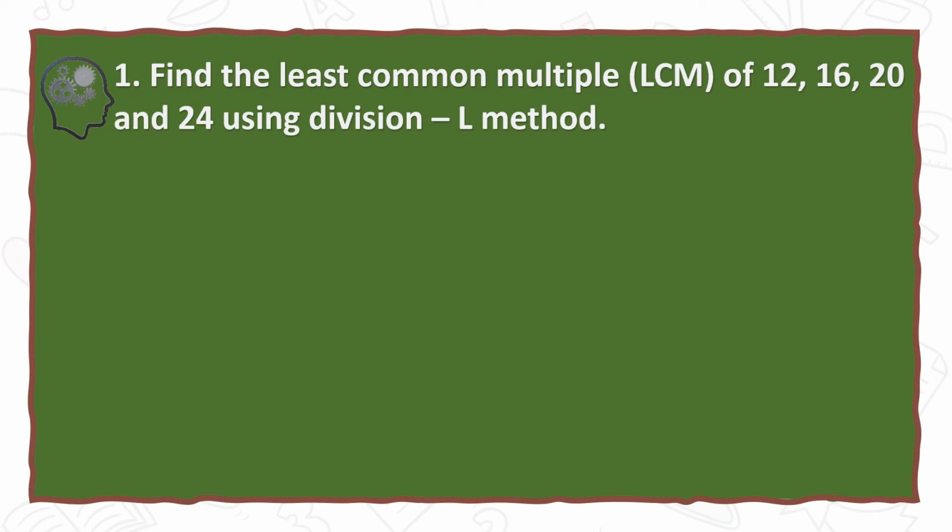And now, we are going to use the division method or L method to find the least common multiple of two or more numbers. Let's start. Let's get the LCM of 12, 16, 20, and 24. Step number 1. Write 12, 16, 20, and 24. And that one is the division sign.